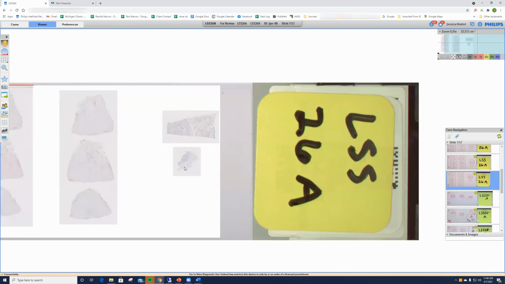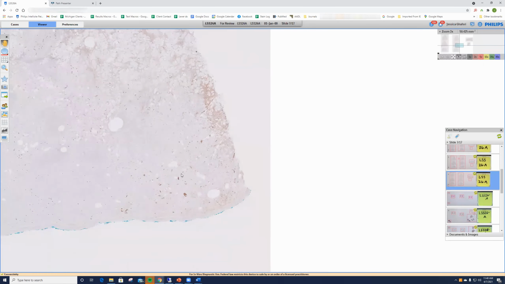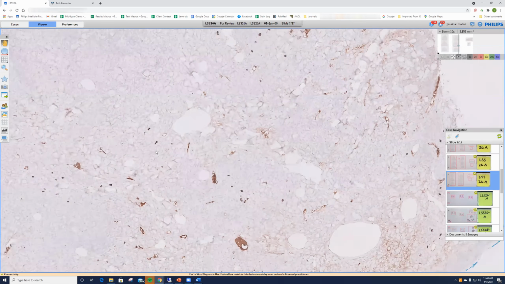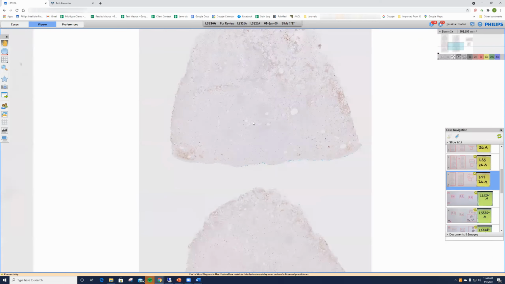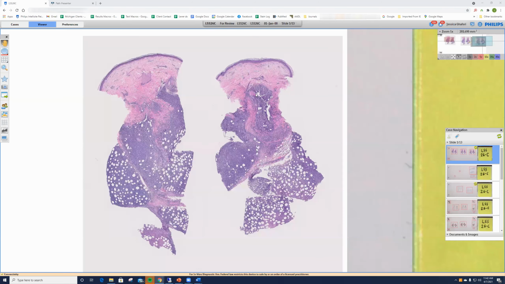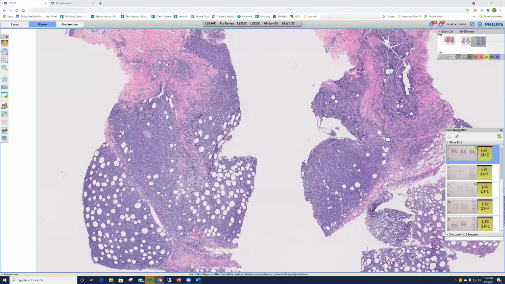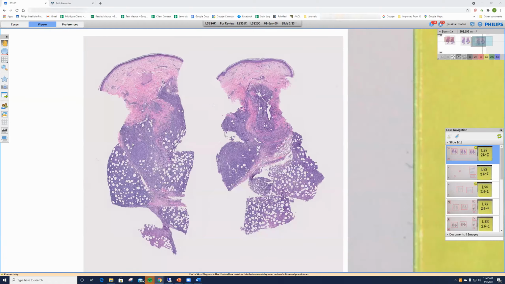And then if we compare that relative to the lambda, you can see that there's much less lambda staining. So we have a pretty nice kappa restriction here, which is supportive of a marginal zone lymphoma. So that's, again, the next most common of our B cells. All right, the next of our lymphomas is diffuse large B-cell lymphoma, leg type.